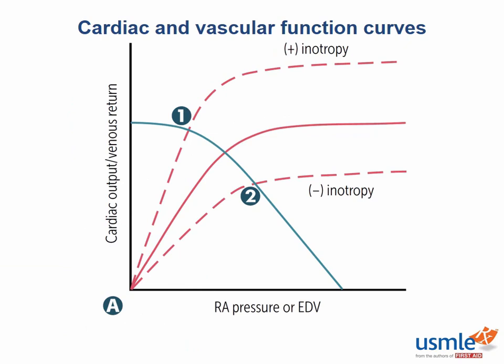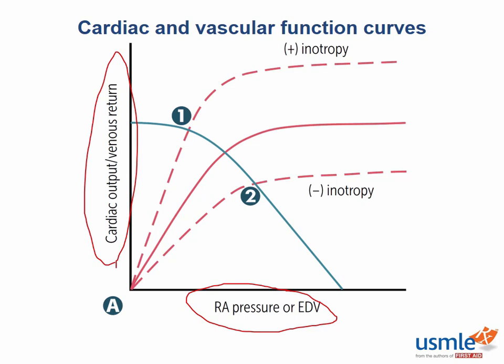So now let's break down this graph. On the x-axis, we see the heart volume, which is represented here by right atrial pressure or end diastolic volume. Up here on the y-axis, we see cardiac output / venous return. So this is a little bit confusing because the right atrial pressure and the end diastolic volume don't have anything to do with each other.